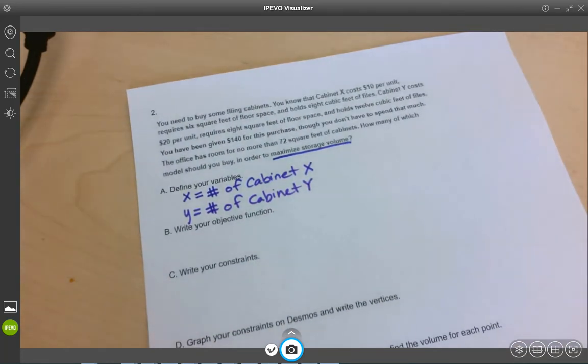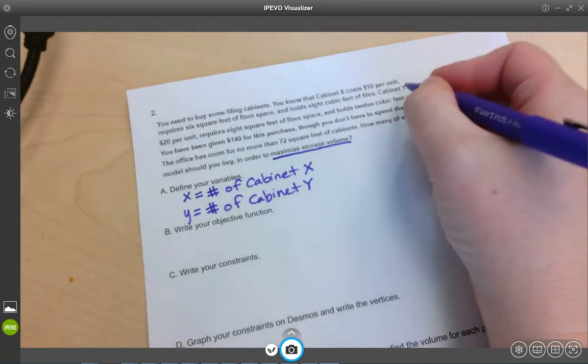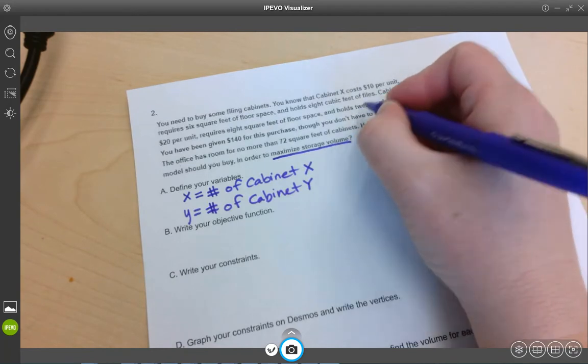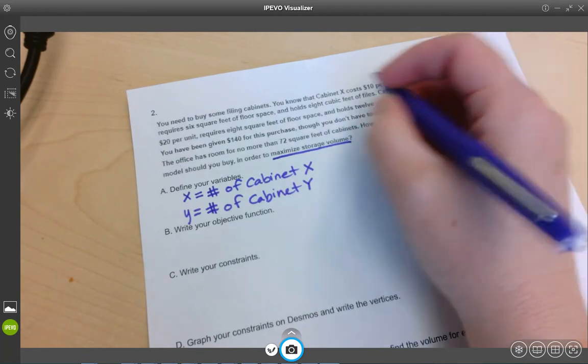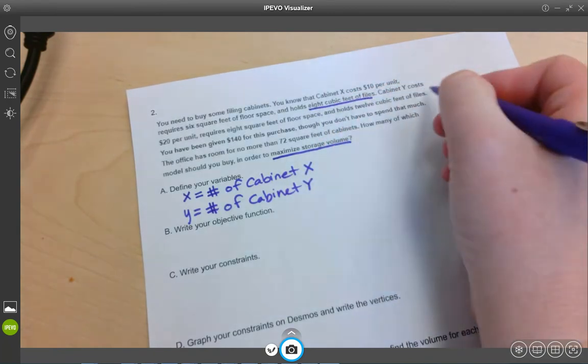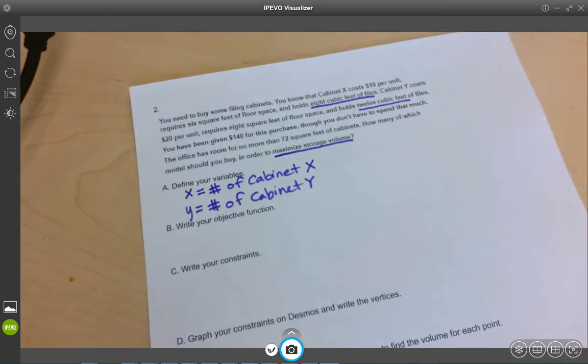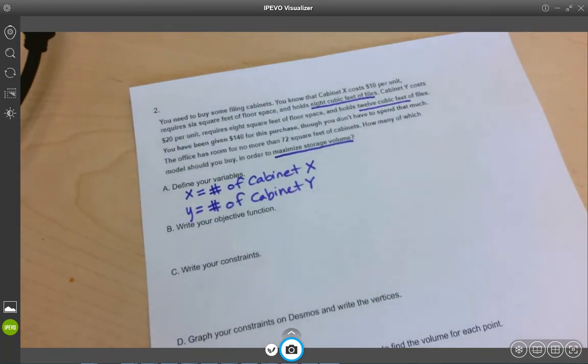Okay, so next we have to write the objective function. And the objective is to maximize volume. And it's tricky here because we have numbers about area and numbers about volume. So let me help you find the numbers about volume. Volume is measured in cubic feet. So it says cabinet X holds 8 cubic feet and cabinet Y holds 12 cubic feet. Okay, so those are the numbers you're going to want to use in your objective function.